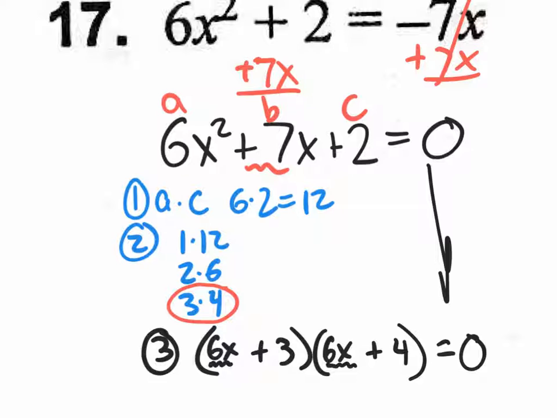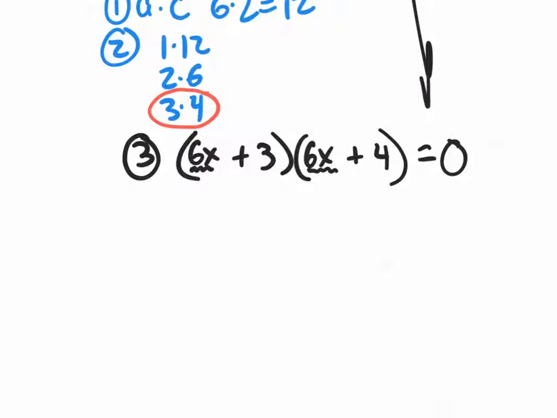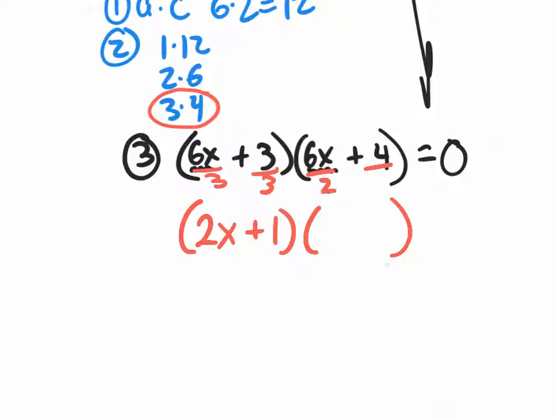Now, it looks like it's in factored form, but we know that if we go 6 times 6, we get 36, not 6. So we still need to reduce these binomials. The first binomial I'm going to reduce by 3. So I will have 2x plus 1. And in the second binomial, I'm going to reduce by 2. And I will get 3x plus 2. And it does equal 0. Now it's completely factored. Now I'm going to split them and solve.